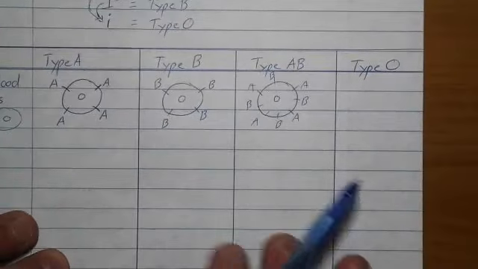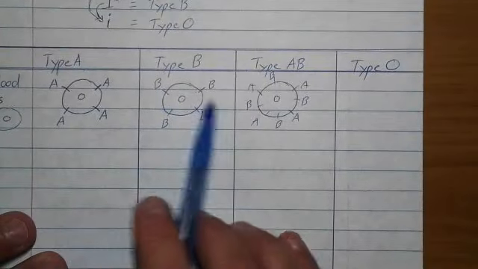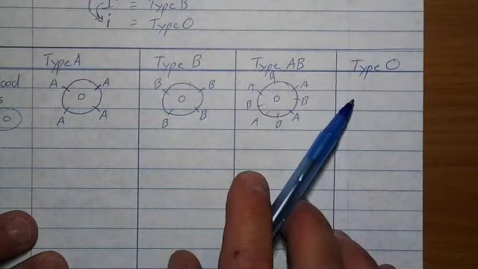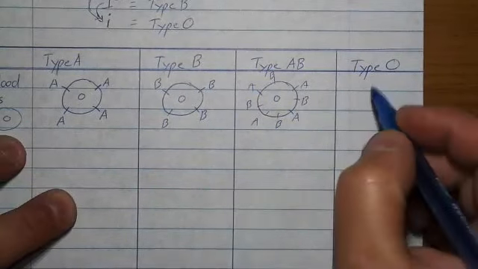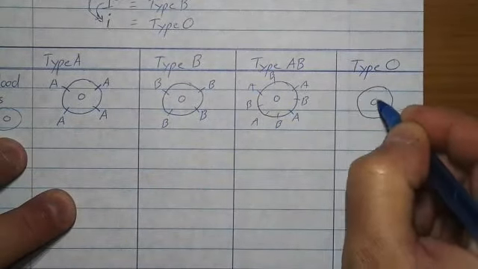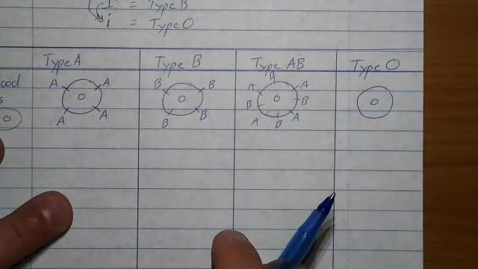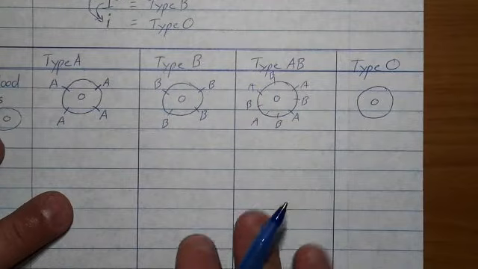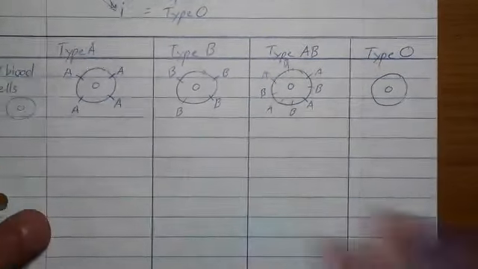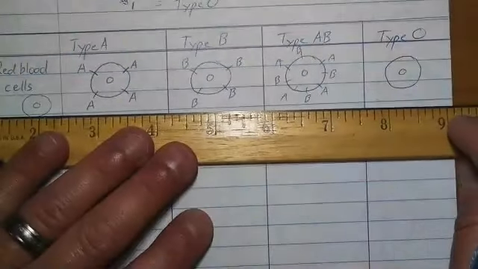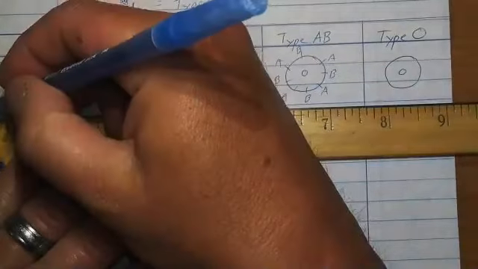What about type O? If you have A, we've got it. If you have B, we've got it. If you have both, we've got it. What's the other option? Nothing. Type O blood has nothing on the outside. That's going to become important here in just a second. So that's what the red blood cells actually look like, if you want to think of them in those regards.